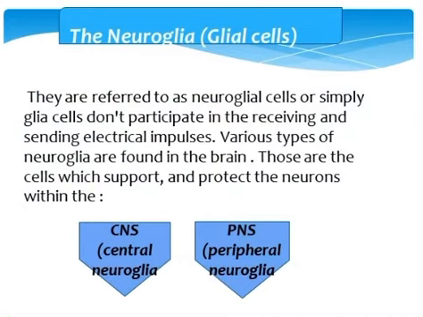As a simple definition, glial cells are referred to as neuroglial cells or simply glia cells. They don't participate in receiving and sending electrical impulses. Various types of neuroglia are found in the brain. Those are the cells which support and protect the neurons within the CNS, central neuroglia, or the PNS, peripheral neuroglial cells.